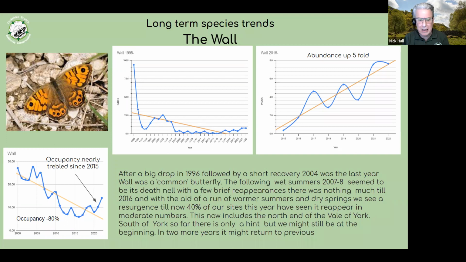There have been some brief reappearances. We knew it was still around, and it basically survived on the hills and the coast. So places like Flamborough, which is on the east coast, and on the upper end, above 300 metres or so, 200 metres, it's also doing quite well on very infertile soils, limestone usually.